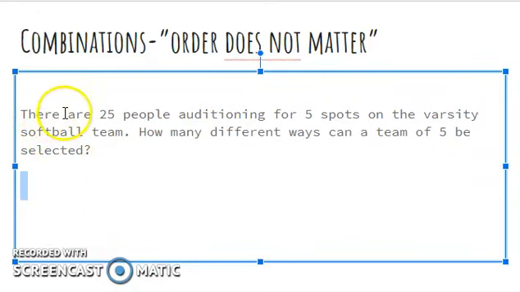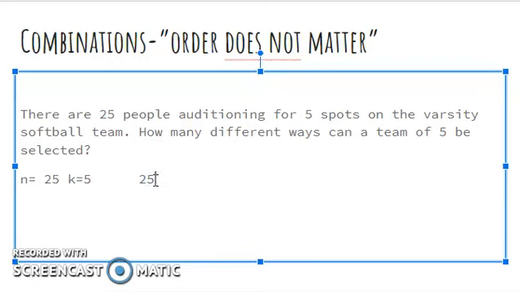So our second question is, there are 25 people auditioning for 5 spots on the varsity softball team. How many different ways can a team of 5 be selected? So we know here that our N, our total number of people, is 25, and our K equals 5 because we have to choose a team of 5 people. So this is a combinations question, as it says here. So we're going to follow the same steps we did last time, where we use the permutation formula, and then we divide by the number of ways that it repeats.